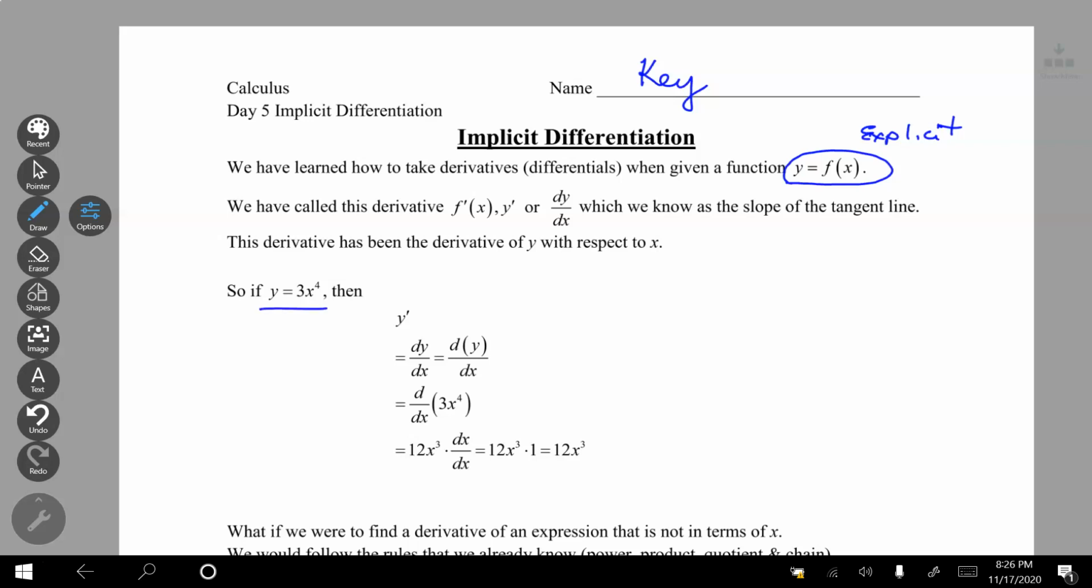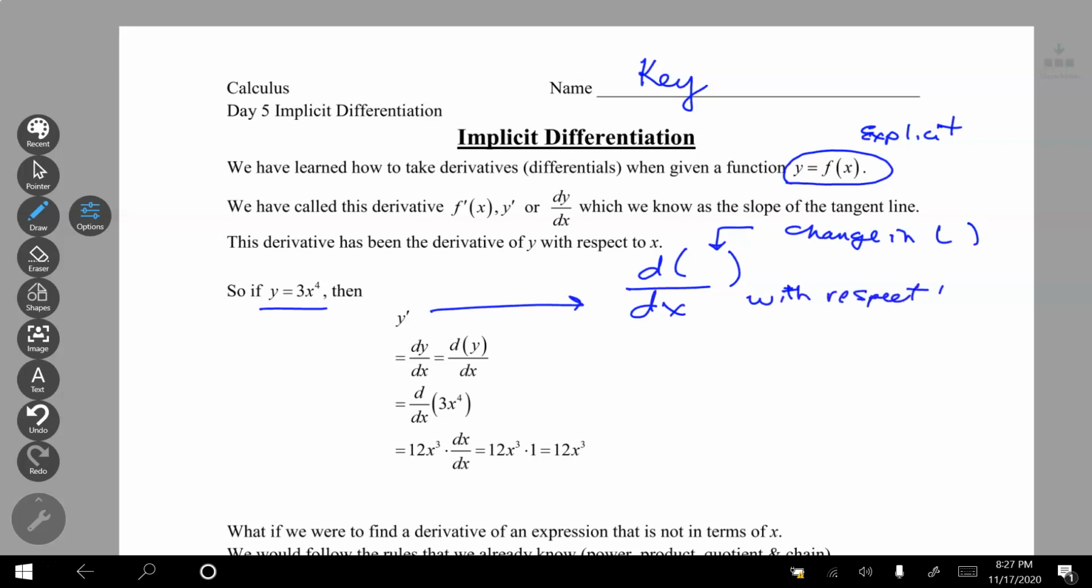So when we have y equals 3x to the fourth, what we've been doing is taking the y prime, or the d dx, over whatever thing we want to take. So this means the change in whatever is inside the parentheses with respect to x, or with respect to the change in x.